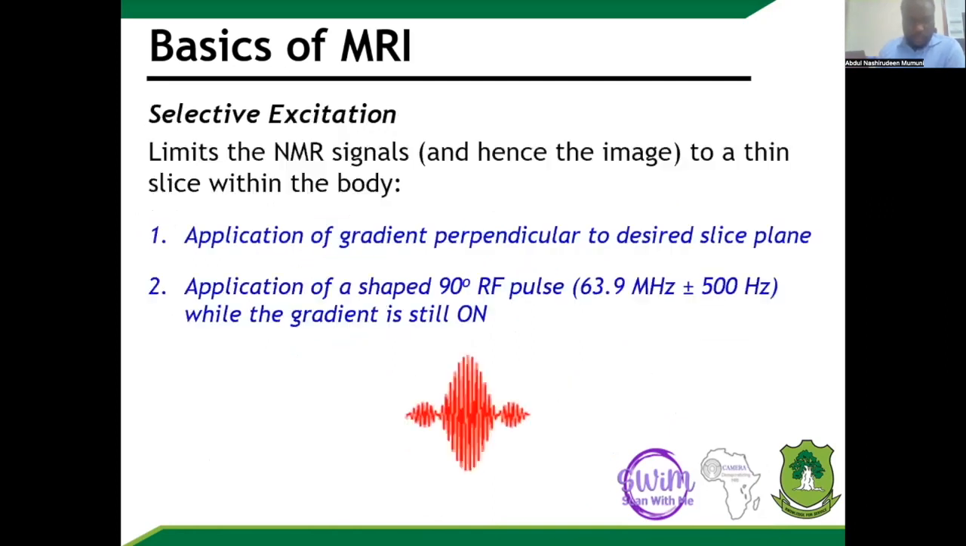Then we go to selective excitation, which would define a slab or a segment inside of the anatomy and excite only that. So we apply a shaped 90-degree radiofrequency pulse to excite spins. So this is where the 90-degree pulse does the excitation. Once we excite that, we can then collect signals coming from only that portion of the body.